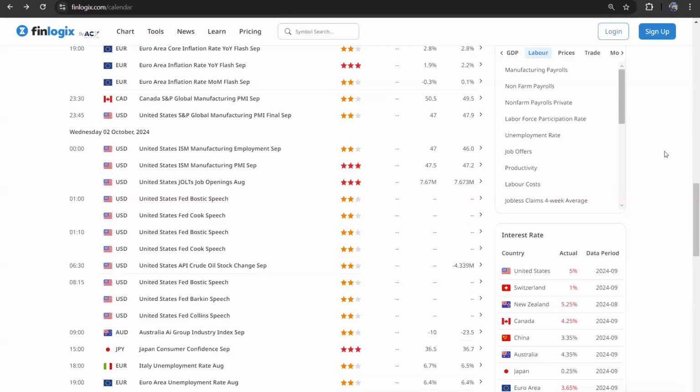So tomorrow, Wednesday, of course, it's going to be very important as well. We're going to have the release of ISM manufacturing PMI and the manufacturing employment. But most important is the manufacturing PMI for September and the job openings. And this is going to show to us how many jobs have been opened in the month of August.